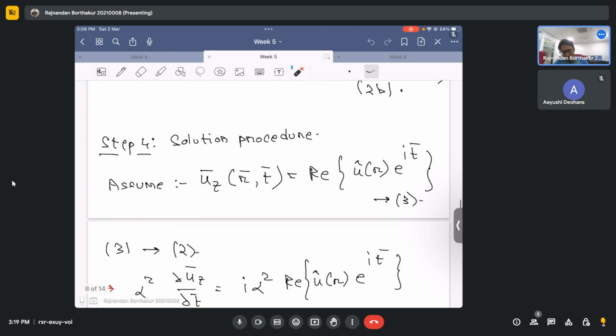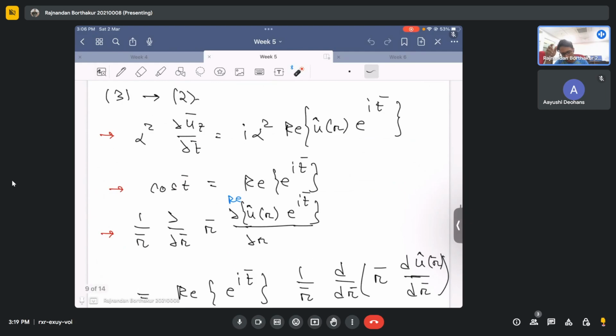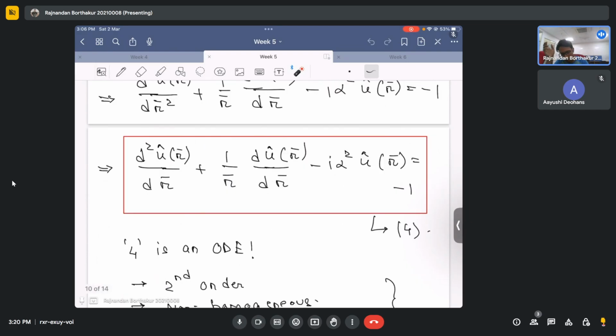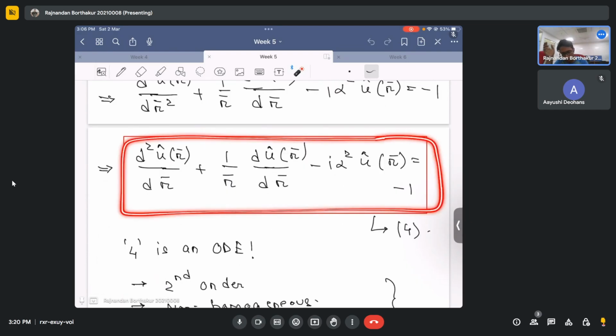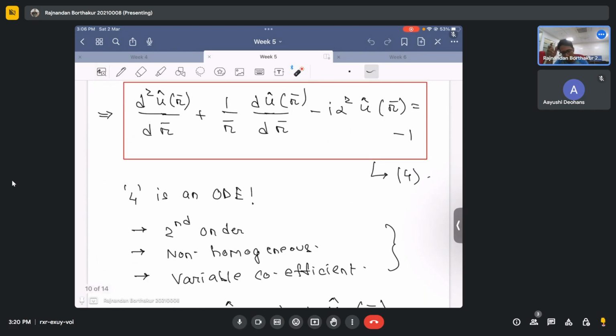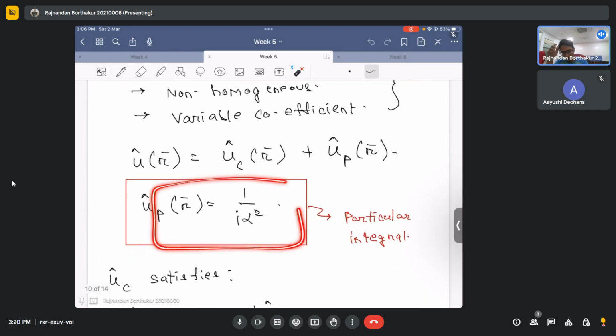We used the separation of variables technique, keeping in mind that we seek a time periodic solution. So the temporal part we know would be of the form e power i t bar, and then we substituted this form into the governing equations with the idea of converting the PDE into an ODE. And this is the ODE that we got. As we saw last week, it had two parts: the complementary function and the particular integral. The particular integral in this case happened to be a straightforward solution because the right hand side came out to be a constant. So the particular integral just came out to be 1 by i alpha squared.